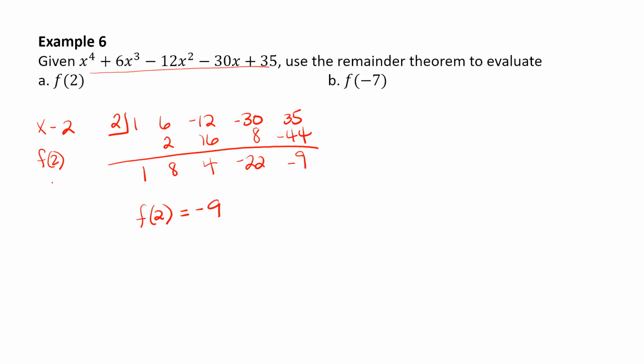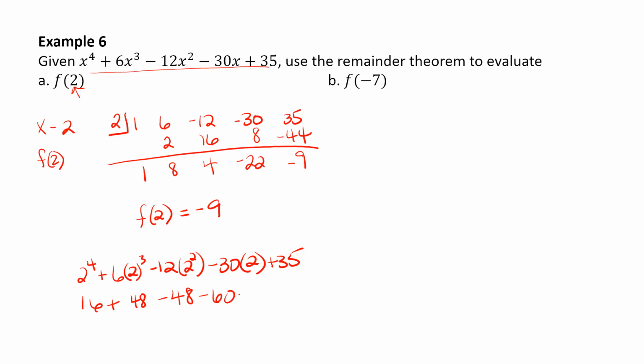Whatever the remainder is when you divide by x minus 2 is f of 2. And you can check that by just putting 2 into this function. So if I put 2 into this function, I'll get 2 to the 4th plus 6 times 2 cubed minus 12 times 2 squared minus 30 times 2 plus 35, which gives me 16 plus 48 minus 48 minus 60 plus 35, which if you add it up does equal negative 9. So this is what the remainder theorem tells us.